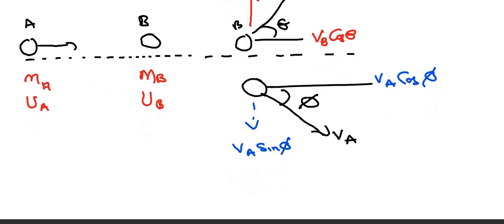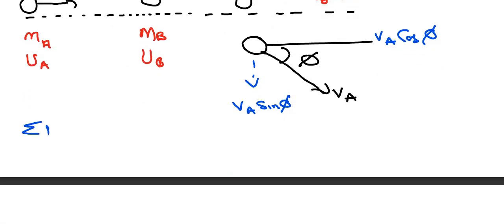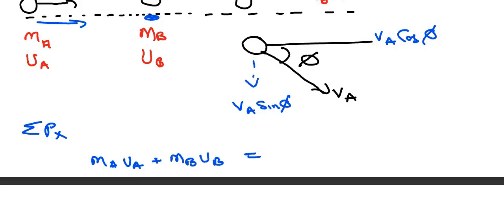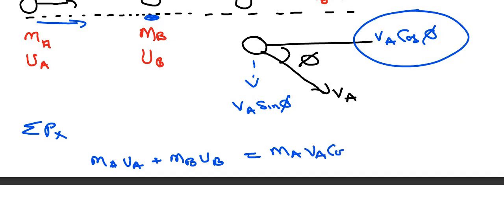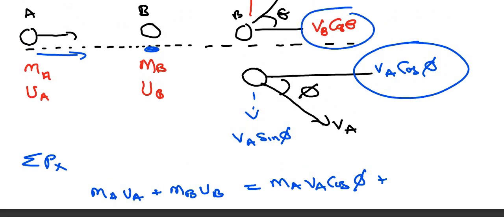Meaning we're going to write equations in both X and Y. So there's going to be momentum in the X axis, which is just, this is moving in the horizontal, that's in the X. It was at rest, that's in the X. So we'll say MA UA plus MB UB is equal to the mass of A and the X component of the velocity of A, which is simply VA cos phi. Then the X component of ball B will produce momentum in the X axis, which is MB VB cos theta.